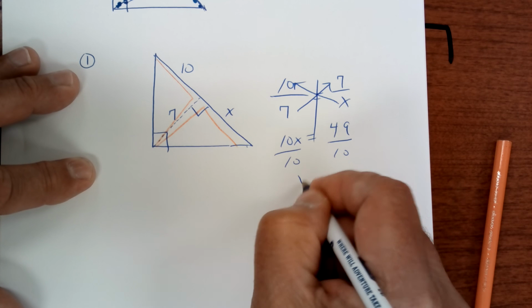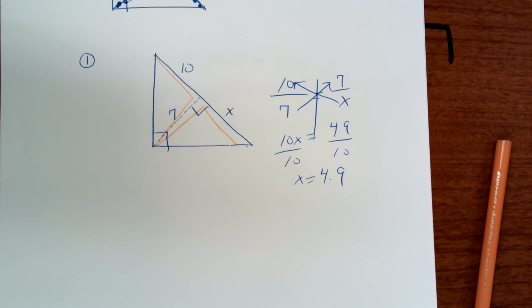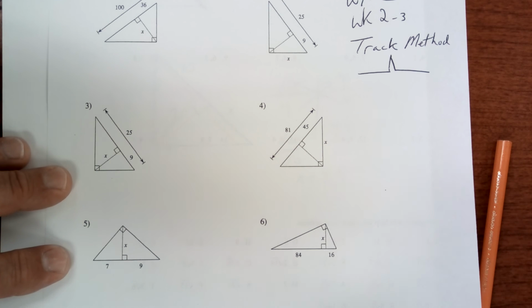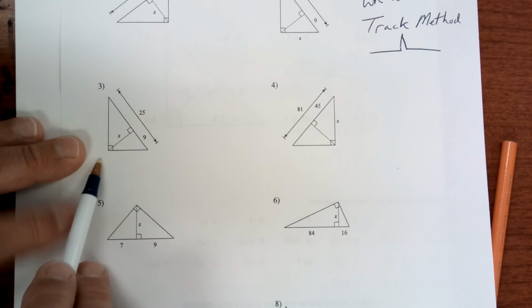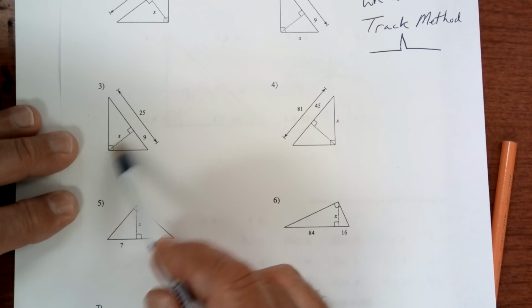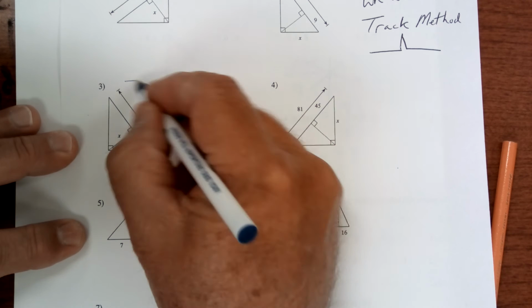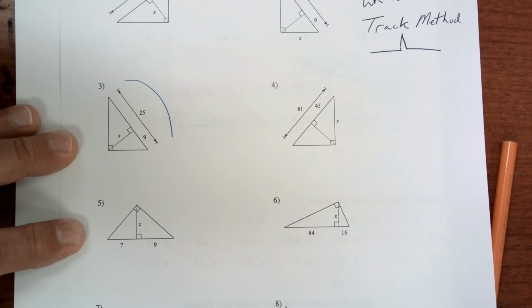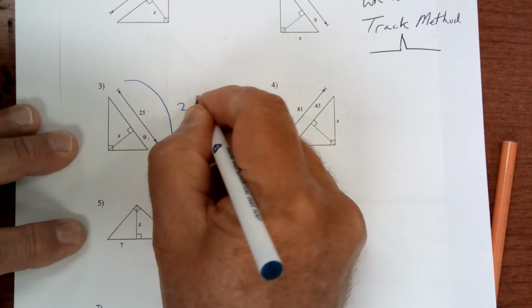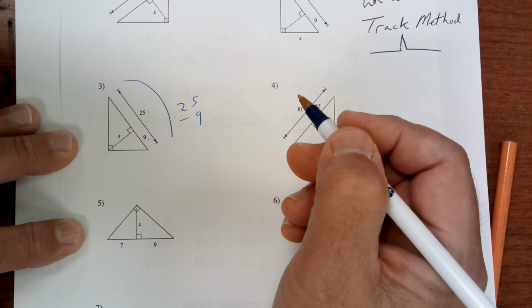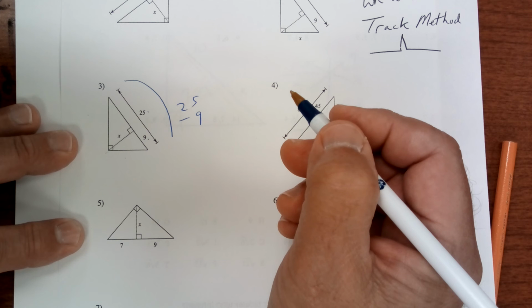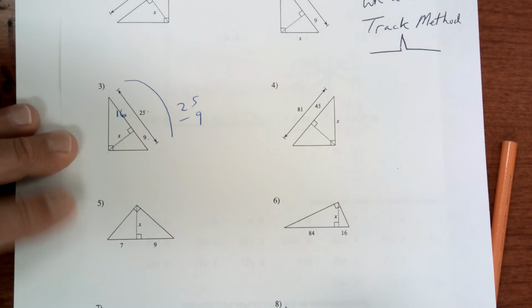And that's how you do it. And that's called the track method. All right. Now, let's work one more. I want you to draw this diagram right here. Okay, now notice that they give you the altitude is x. They give you this piece, which is 9. But here they give you the whole thing, which is 25. So what you got to do is subtract 25 minus 9, and that's going to be 16, I think it is. So put a 16 right here, and then do the track method.